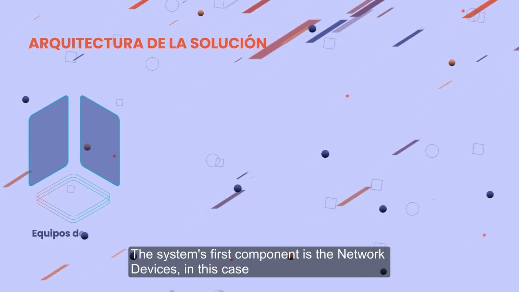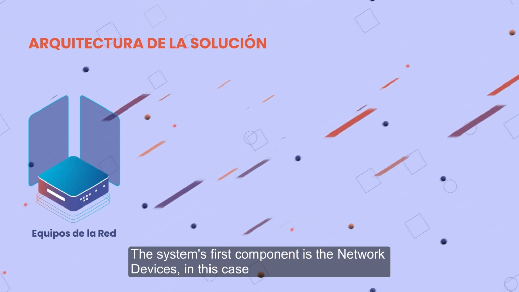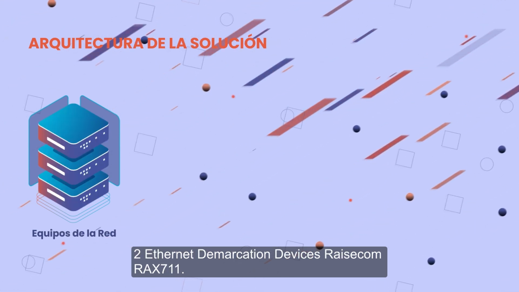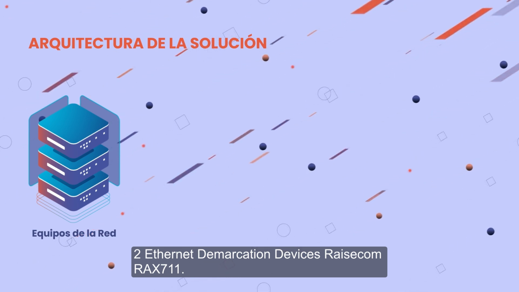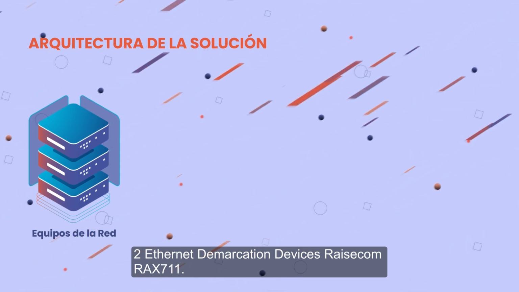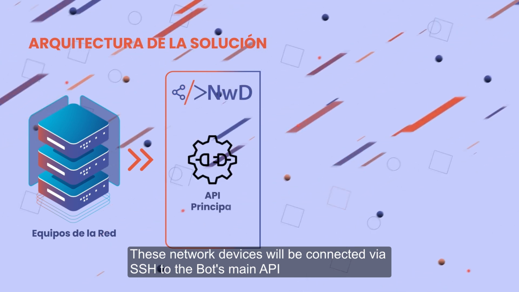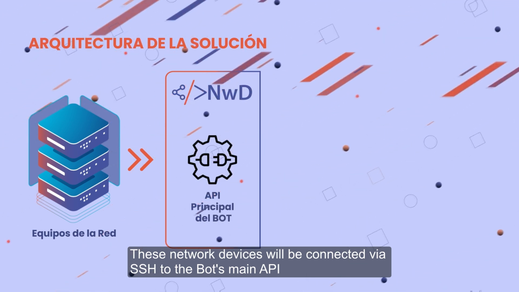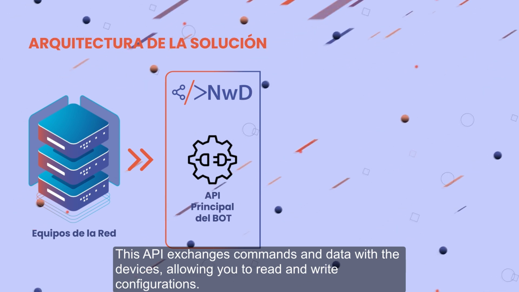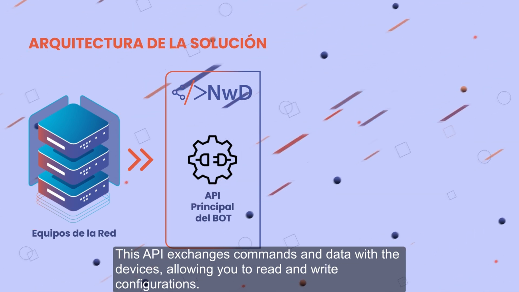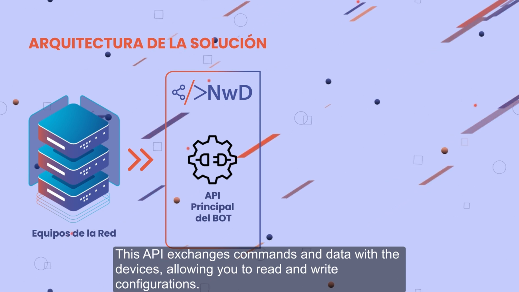The system's first component is the network devices, in this case, two Ethernet demarcation devices RAISE-COM RAX711. These network devices will be connected via SSH to the bot's main API. This API exchanges commands and data with the devices, allowing you to read and write configurations.